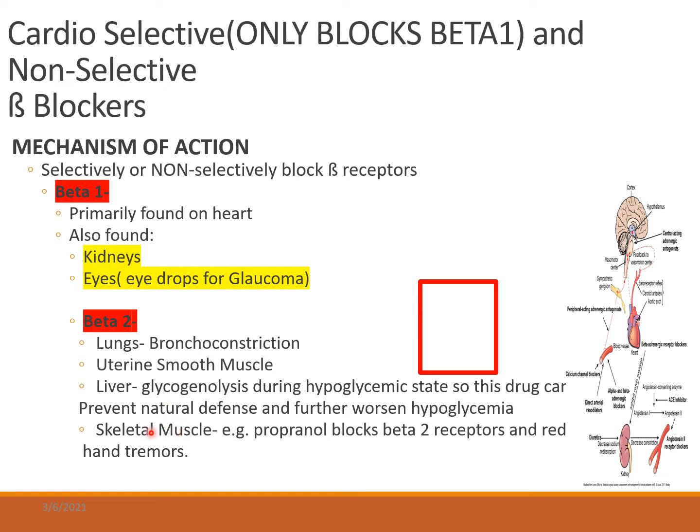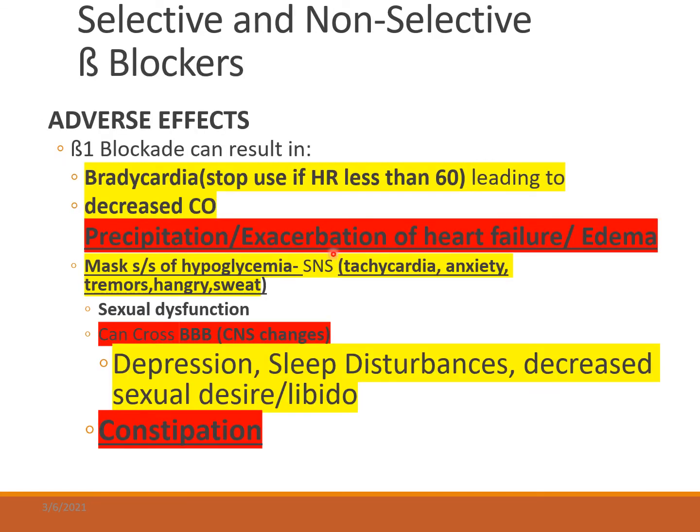These drugs prevent the natural defense of the liver for hypoglycemia and further worsen the hypoglycemia. All right. In skeletal muscles, propranolol blocks beta 2 receptors and reduces the hand tremors. What are the adverse effects of these beta blockers? Bradycardia. So we stop using these drugs if the heart rate is less than 60.